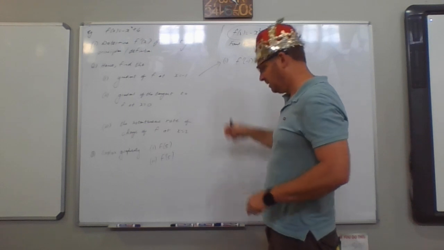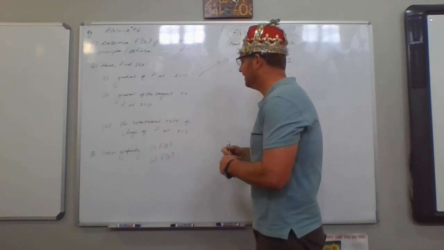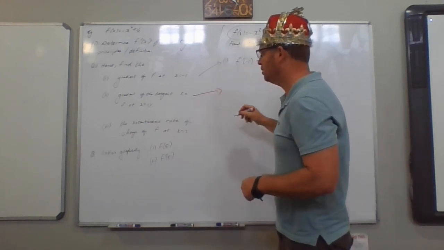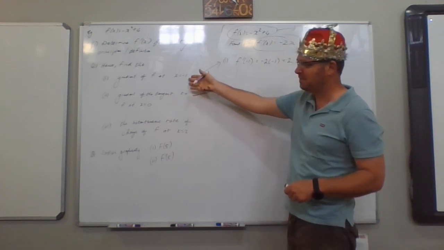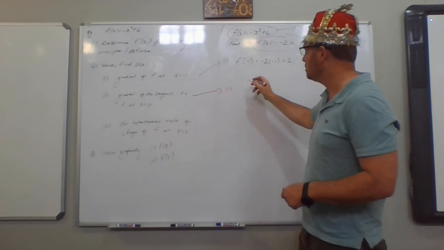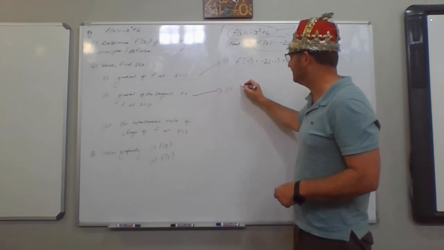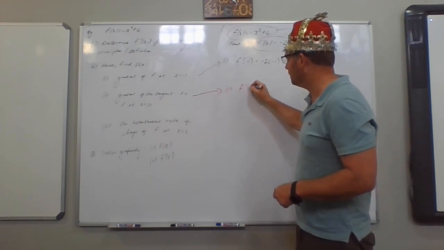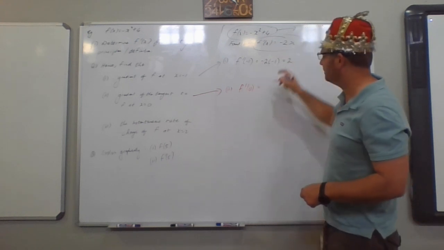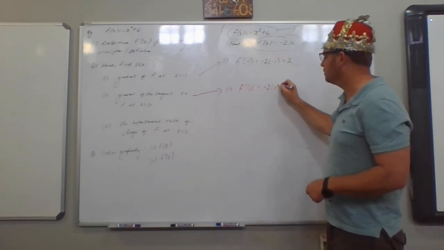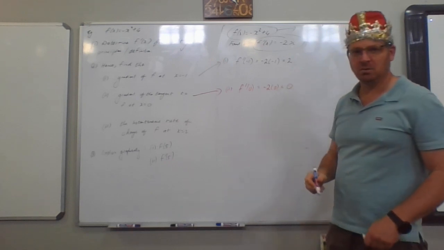Okay. In question 2, it says find the gradient of a tangent to f at x is equal to 0. Well, the gradient of a tangent is the same thing as the gradient at that point, just different language. So to find the gradient of the tangent at x is equal to 0, we're simply finding f dash of 0, which means go to the derivative equation, replace x with 0, and I get negative 2 times 0, which is equal to 0.